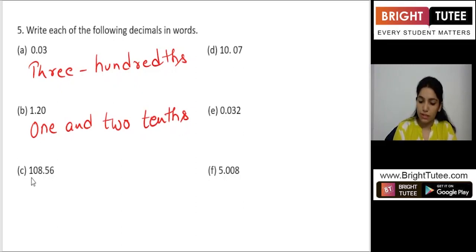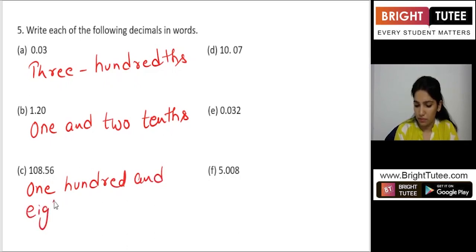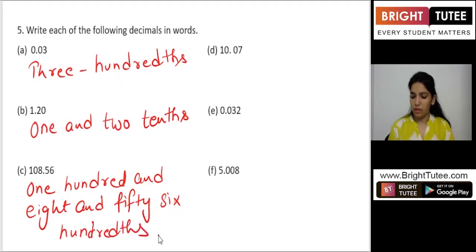Okay. Now the C part is 108.56. So how can we write this? We can write this as 108 and 56 hundredths. Do you see how we write it? Because 6 is at the hundredths place. So instead of writing 5 tenths and 6 hundredths, we can just write it as 56 hundredths.